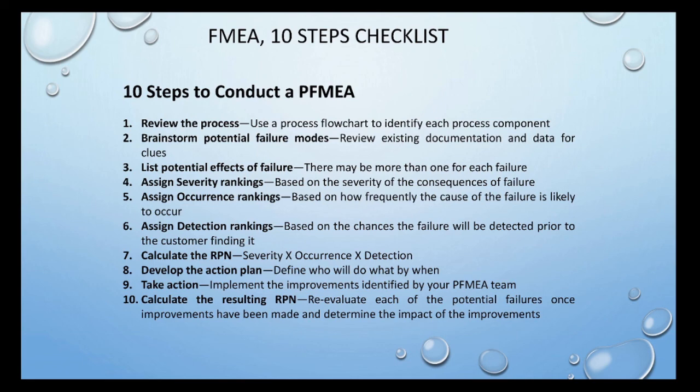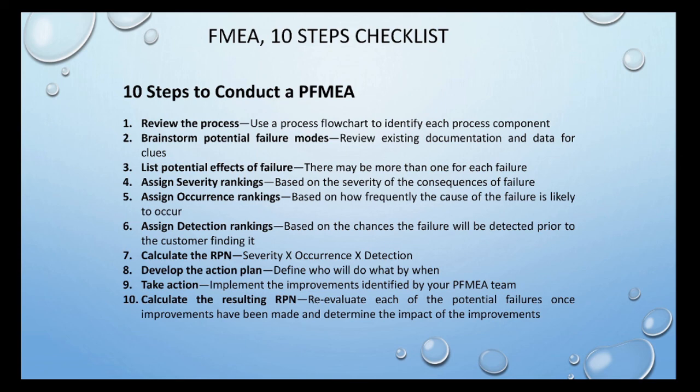And then in the fifth step, we concentrate on assigning the occurrence rankings. How long it may occur, how many times it may occur, what the chances of occurrence may be, everything must be ranked. In the sixth step, we assign the detection rankings, whether the errors may be easily detected or not. And in the seventh step, we calculate the RPN, the risk priority number, because you have identified the severity level, the occurrence level, and the detection level, right?